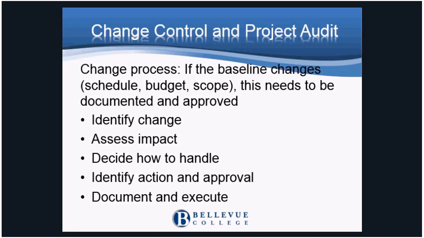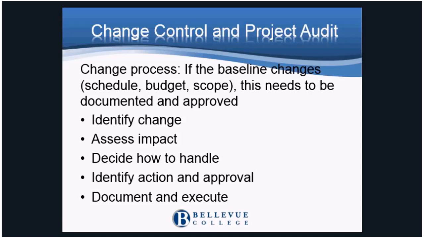Generally speaking, when baseline changes occur, such as schedule, budget, or scope, these changes need to be documented and approved. The first thing that happens is that the change is identified. What are the steps to identify a change? Typically, you would see a change identified during issue management, and then the resolution or status is reported through that.